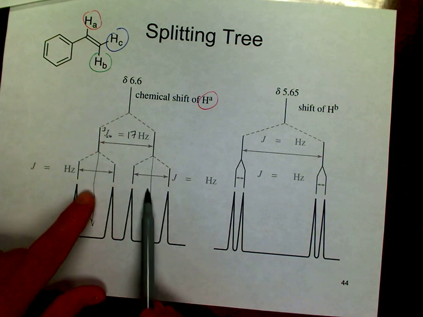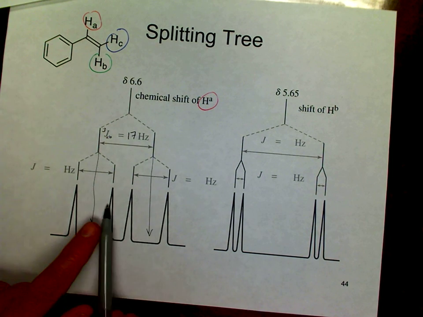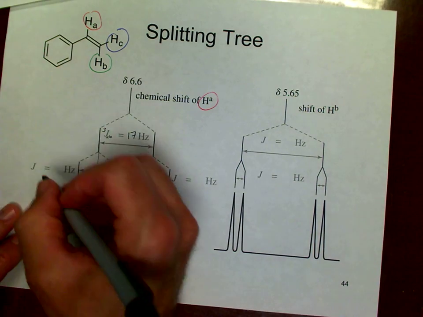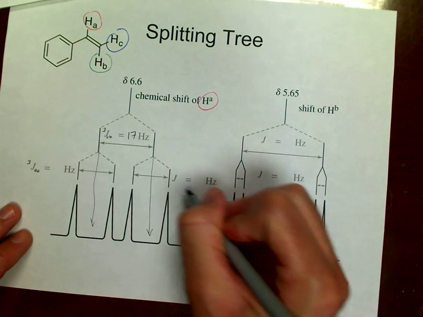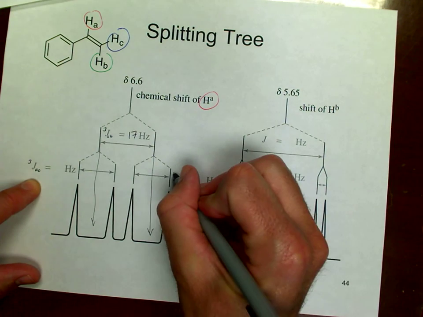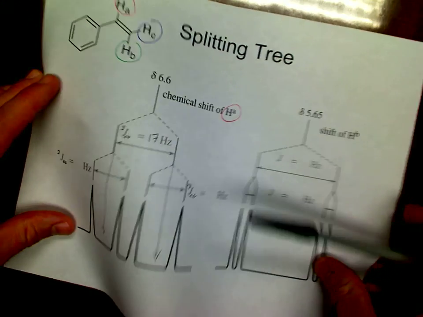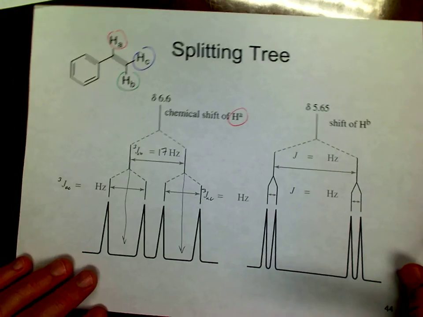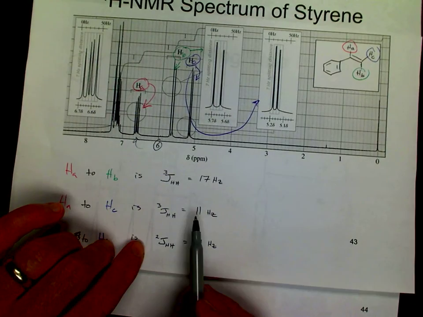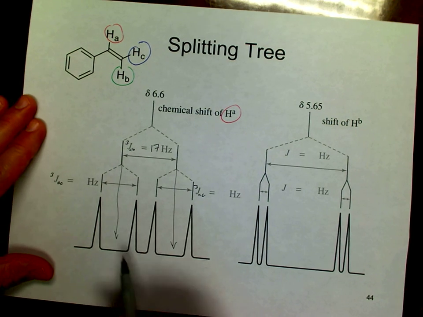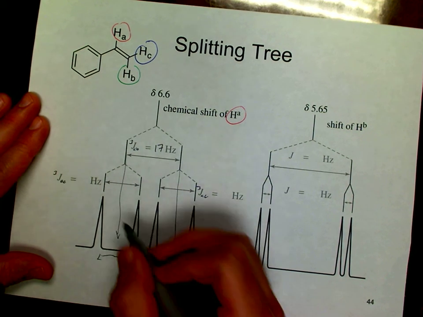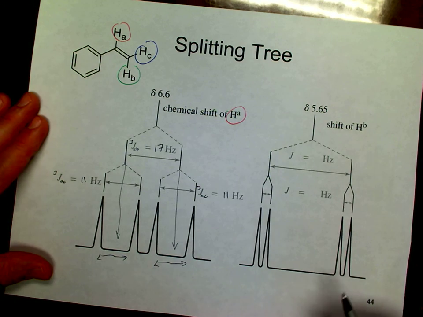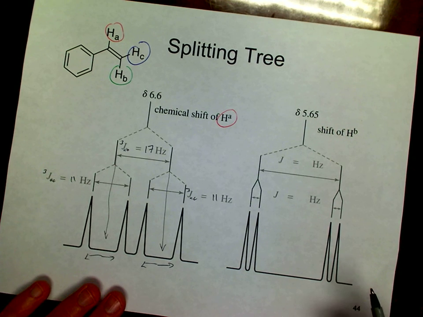But each one of these signals right here has to split again, because A also sees C. So this is the 3-bond coupling A to C. I'm going to put it up to the camera so you can see that it's 3-bond coupling A to C. And each one of those, if you remember, was 11 hertz. So this signal had to split apart by 11 hertz, and this one did the same. They both had to split by 11 hertz. Okay.